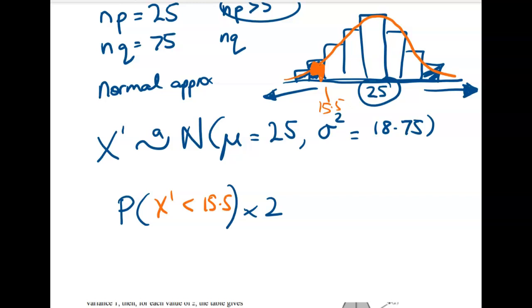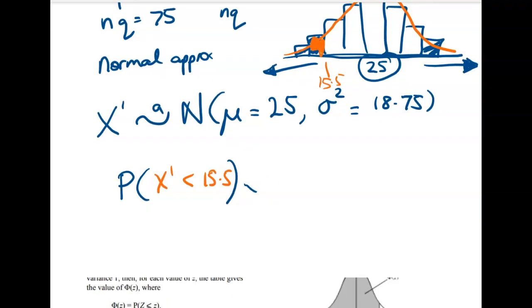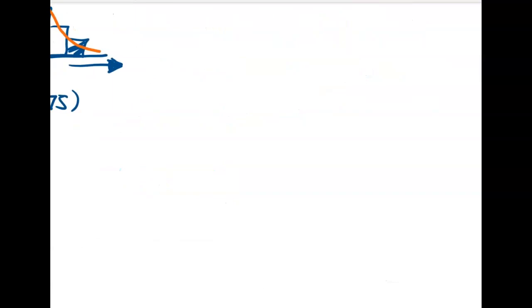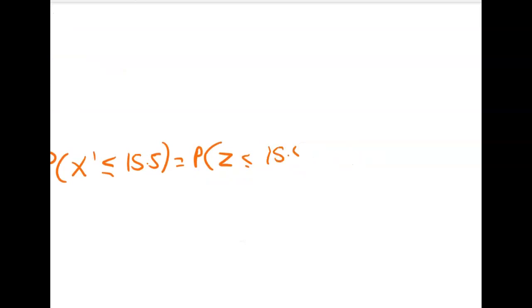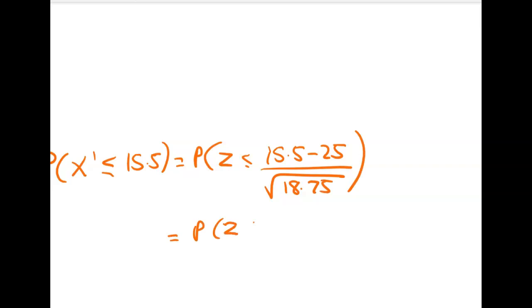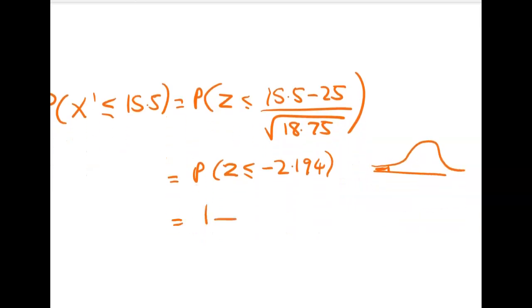Okay, so we just standardise in the usual way. I'm going to take off the multiplying by 2 for now, so that we don't confuse things. So the probability of X dash being less than or equal to 15.5 is equal to the probability that Z is less than or equal to 15.5 minus the mean divided by the standard deviation, which is the square root of the variance. That gives me the probability that Z is less than or equal to negative 2.194. So that's that little area there. And that's the same as 1 minus phi of 2.194.